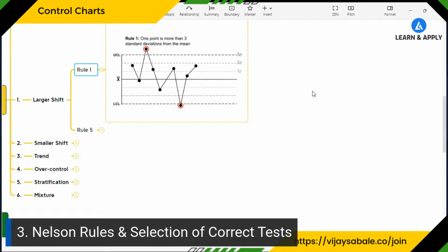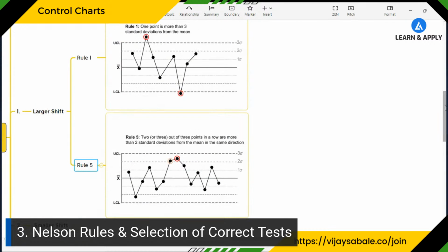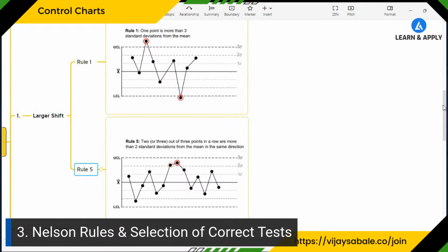If you have any 1 point which is going beyond plus 3 sigma or minus 3 sigma, we can say there is a larger shift, and rule number 1 indicates there is a presence of special cause. Now rule number 5 is again indicating the larger shift. What is the meaning of this? 2 or 3 out of 3 points in a row are more than 2 standard deviations from the mean in the same direction. So it is clearly indicating that our process has started shifting towards one of the control limits.